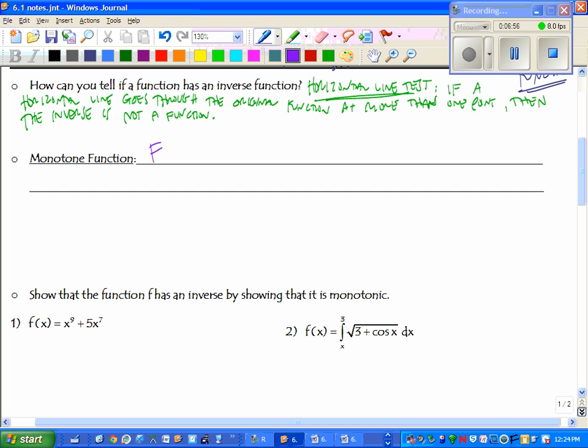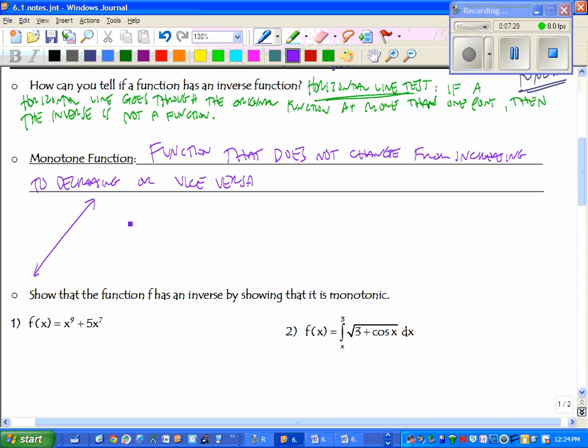So a monotone function is a function that does not change from increasing to decreasing, or vice versa. So it doesn't change from decreasing to increasing. A line would be an example of a monotone function. It's always increasing as we go to the right, or always decreasing to the right. This would be another curve that would be always increasing. It never decreases. Same with this. Always decreasing, so that's monotone.